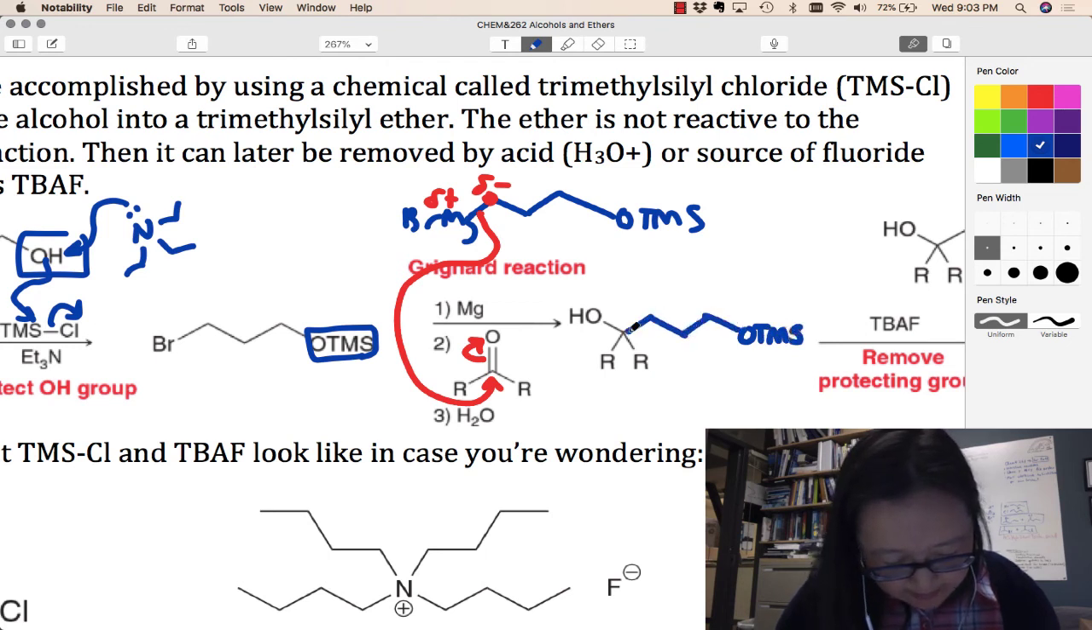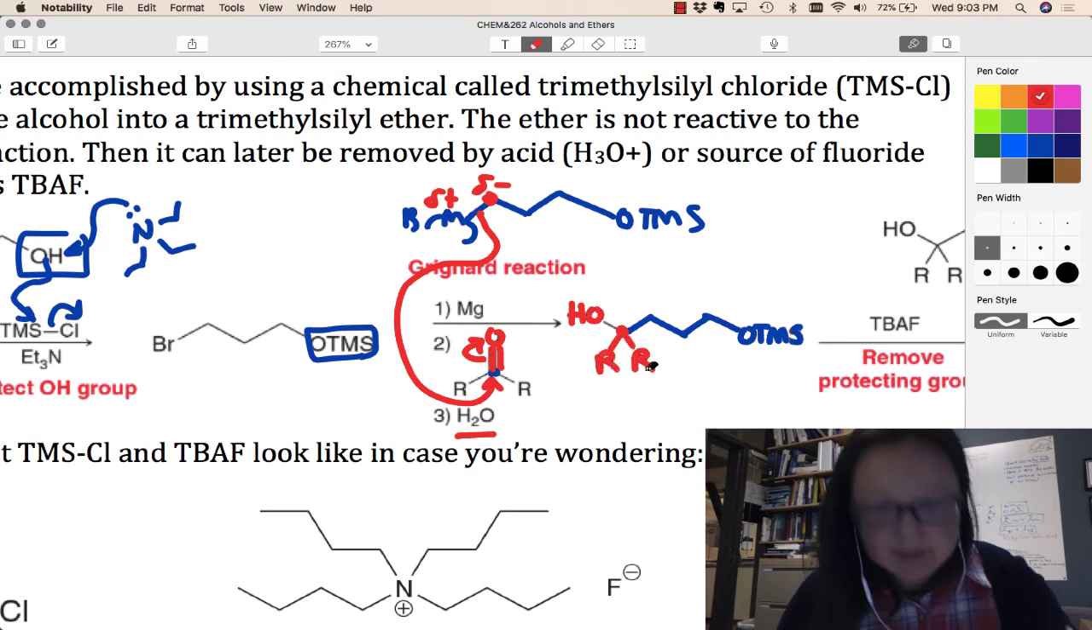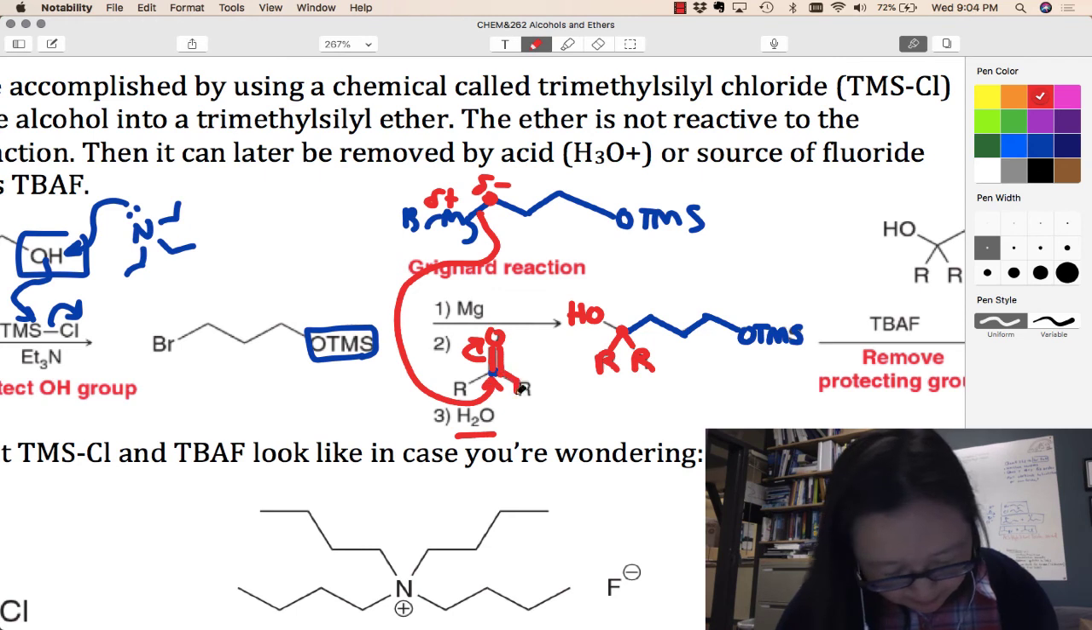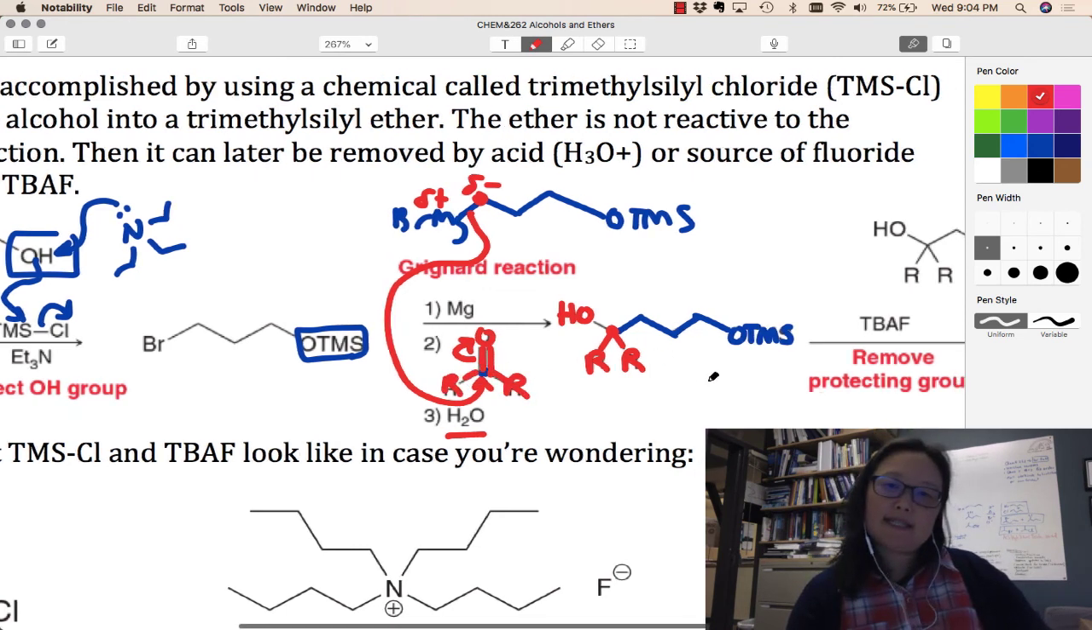And then this carbon here is right here. And we have the double bond O turning into an O minus. And the water workup is how we get that H on there, and we have the 2 R groups from the carbonyl containing compound right here. So that's how we alkylated it.